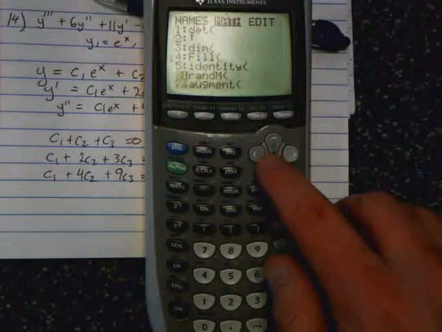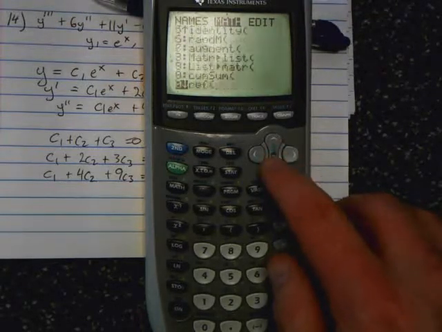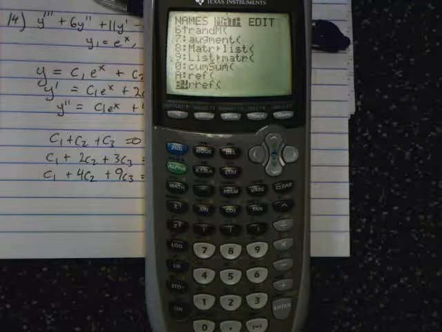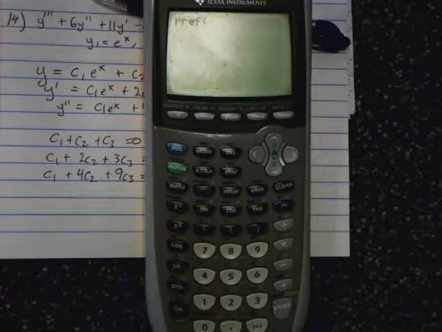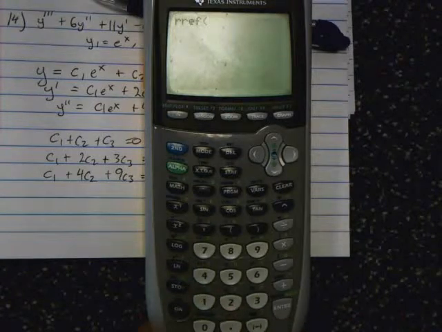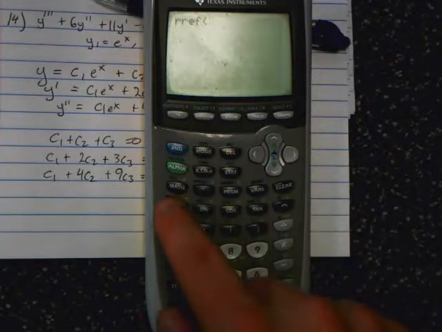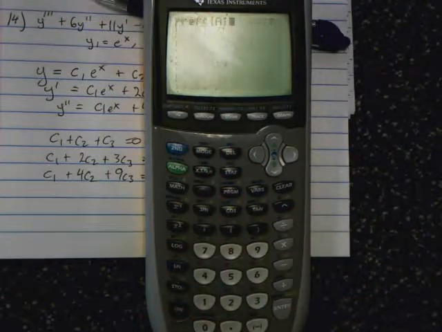I think it's letter B, maybe. It's easier to go up. You go down to RREF, which stands for Reduce Row Echelon Form. Row Reduced Echelon Form. You had it right, just in the wrong order. Yeah. Row Reduced Echelon Form. I can tell who's been in linear algebra. And then we got to tell it to go back to matrix. Use matrix A.